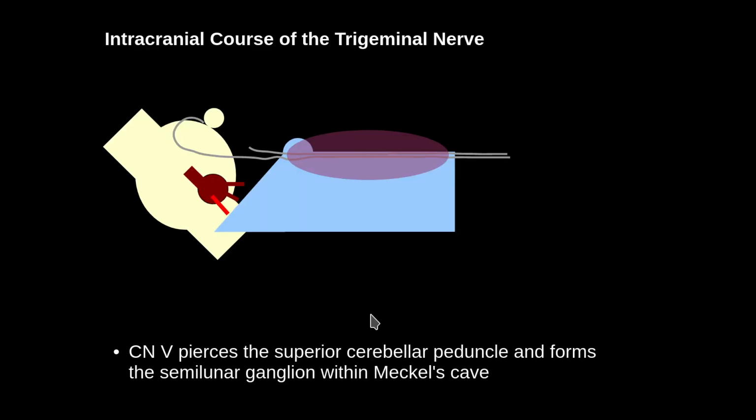So all the nerves will traverse the subarachnoid space and target their respective foramina at the base of the skull. So the trigeminal ganglion or the semilunar ganglion will rest on the skull in what we call Meckel's cave. So Meckel's cave is just an area of the skull where the trigeminal ganglion can be found.